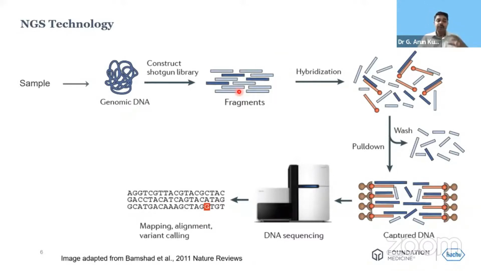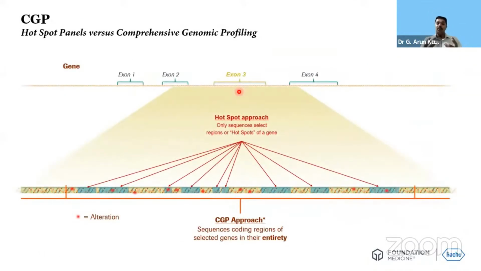So NGS also comes in various flavors, what is called hotspot testing and comprehensive genomic testing. So essentially what happens in a hotspot testing is that say you have the EGFR gene and you test only the exon 19 deletion or L858R or T790M mutation, that becomes hotspot. You don't sequence the rest of the parts of the exons, or you don't sequence the rest of the parts of the gene. Whereas in a comprehensive genomic profiling, you end up sequencing the entirety of the gene.